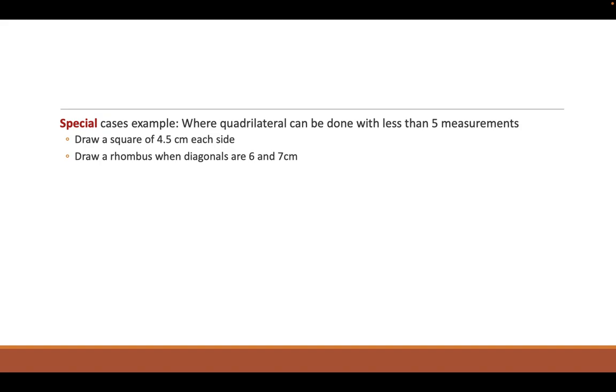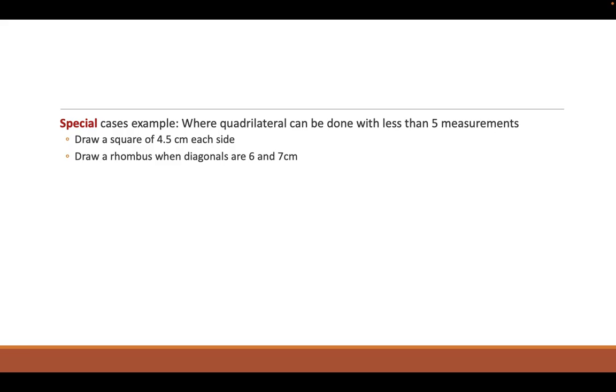Next. Apart from these options that we just discussed, how to draw a quadrilateral with 5 measurements, there are also some special cases where you don't need 5 measurements. For example, drawing a square with 4.5 centimeter each side. You know square has all equal length sides, so you know the length of all four sides, and you know the measurement of angles also. All angles are 90 degree, so you can easily draw. So there are already 8 parameters because you know the properties of the square, so you can easily draw a square using this measurement of 4.5 cm each side.